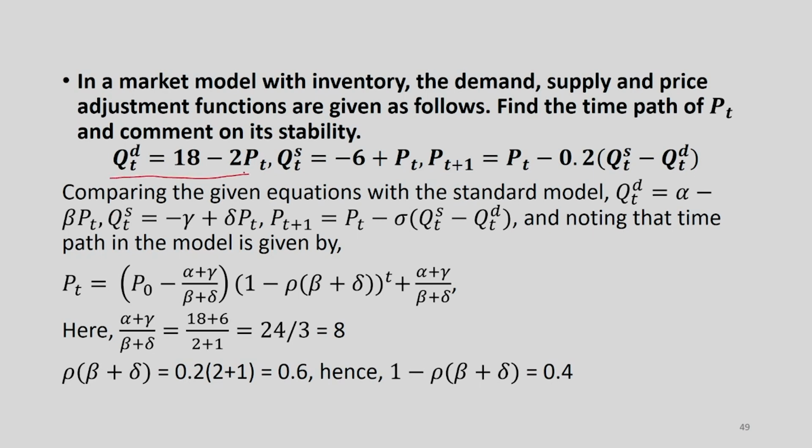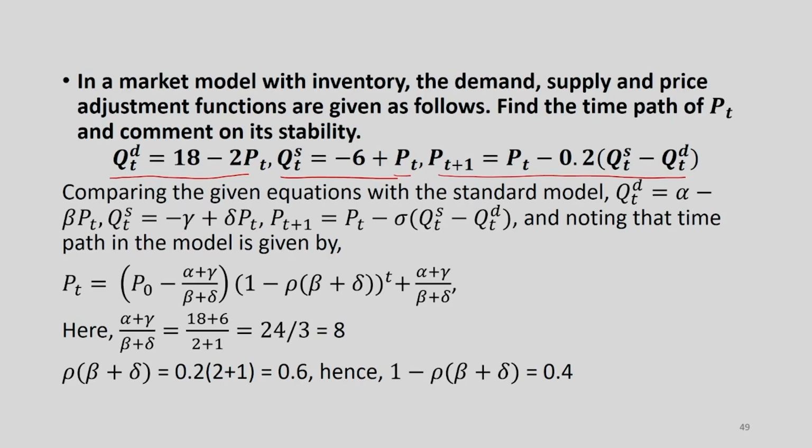Demand function is given, QDt is equal to 18 minus 2Pt. The supply function is QSt is equal to minus 6 plus Pt. Mind you, unlike the cobweb model, there is no lag here as far as the supply function is concerned. And finally, there is a price adjustment function. Pt plus 1 is equal to Pt minus 0.2 multiplied by QSt minus QDt.